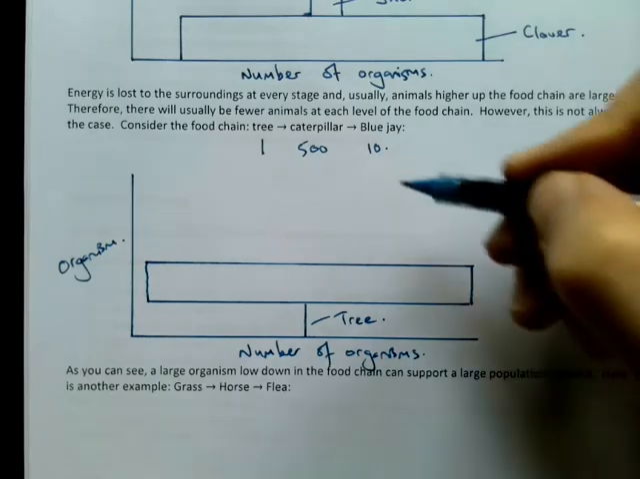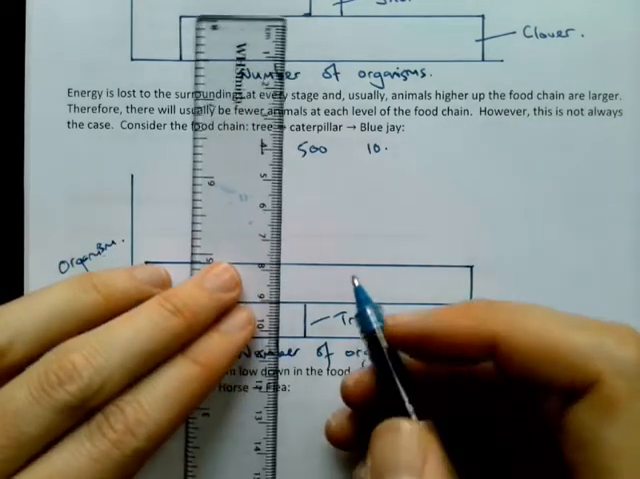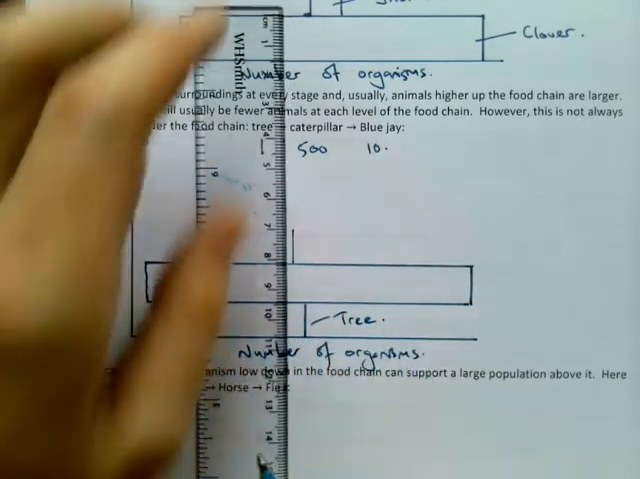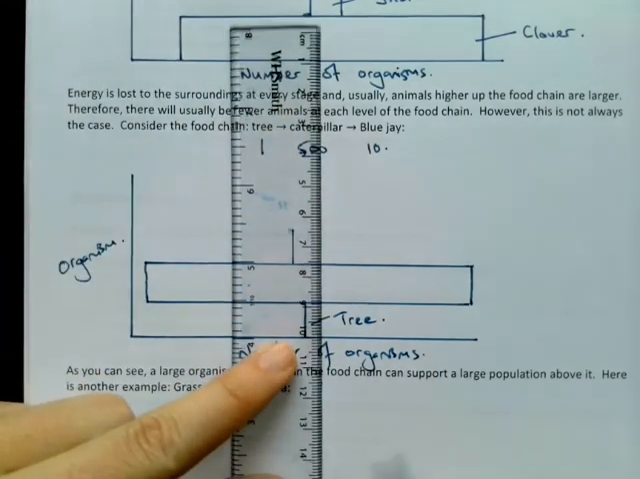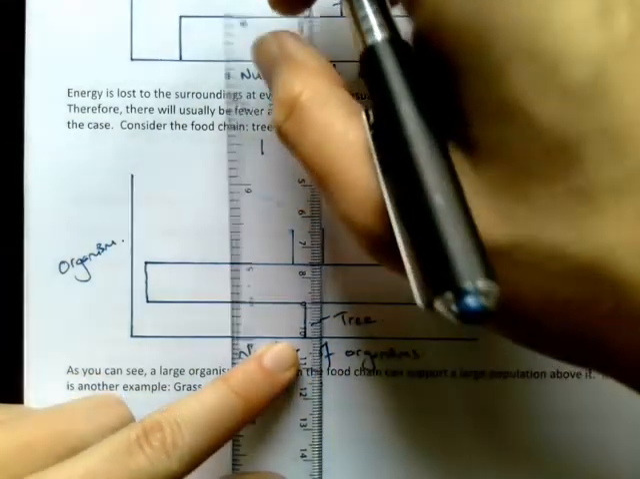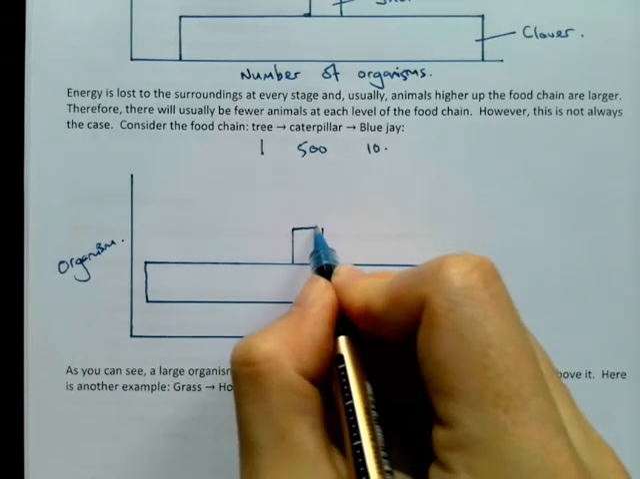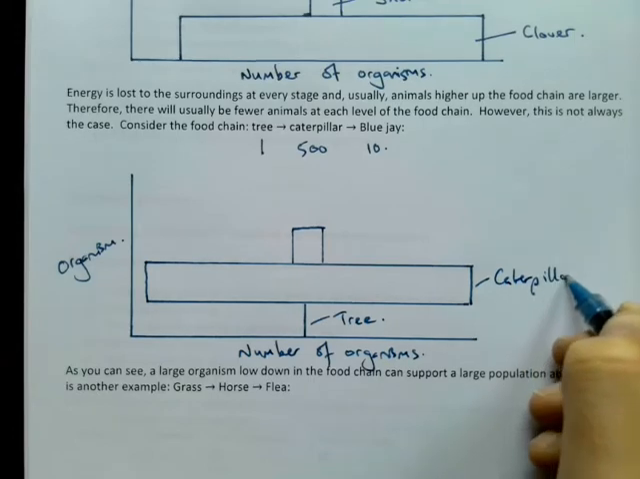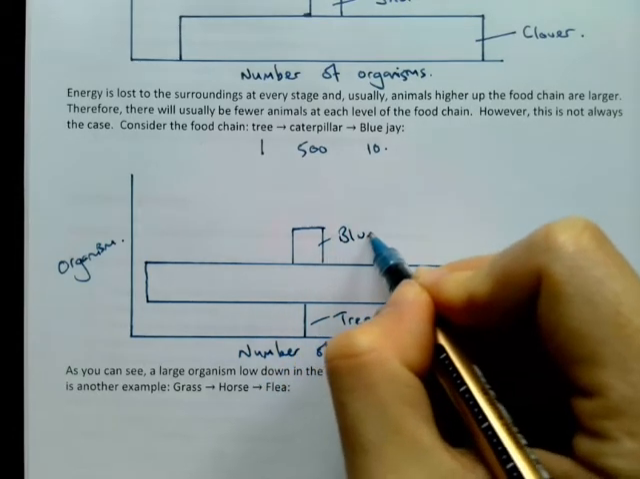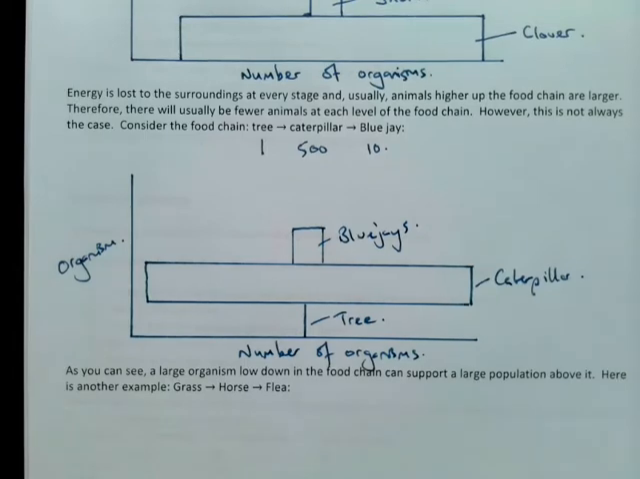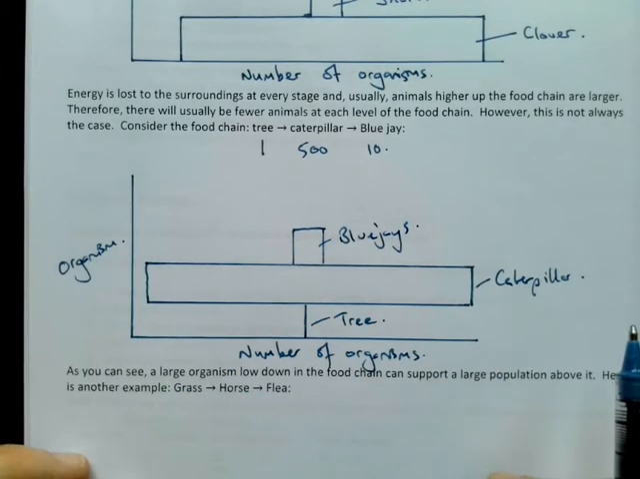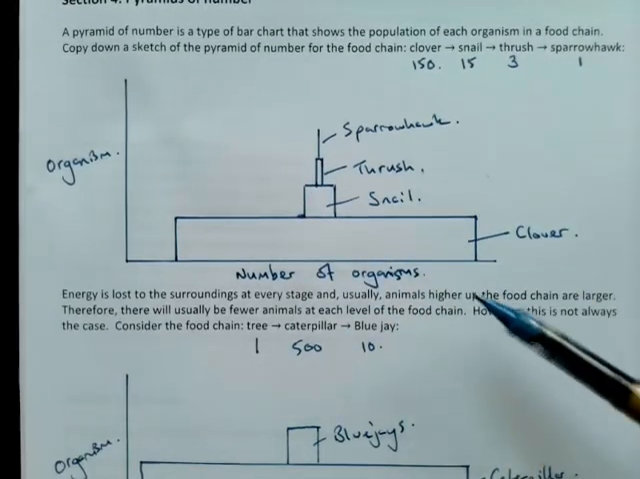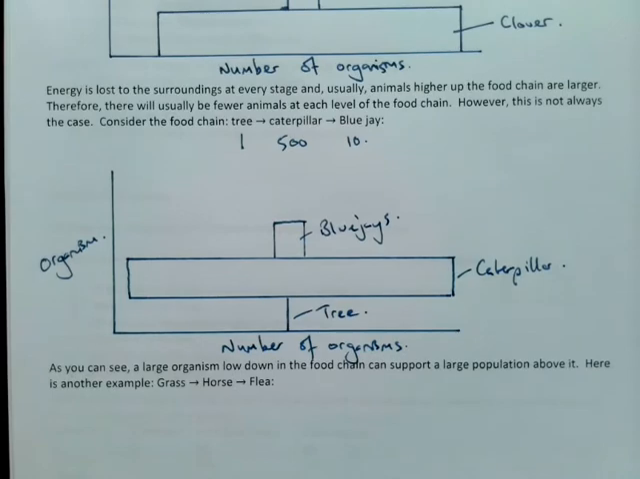And then I have 10 blue jays. So 10 blue jays is not going to be very wide, because 10 is much, much smaller than 500, but it's probably going to be something like that. Okay. So now you can see here, this is my caterpillars, and these are my blue jays. All right, so even though this is a pyramid of number, it doesn't look like a pyramid. I know that's confusing. It would be nice if they all looked like pyramids, but you need to remember that it won't always look like a pyramid.